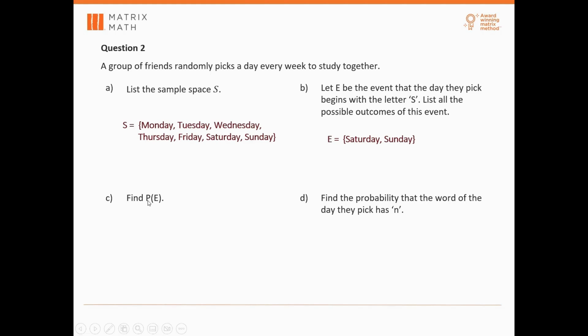Then find the probability that this event is going to take place. So there are 2 days, right? 2 out of 7. So P(E) is 2 out of 7.